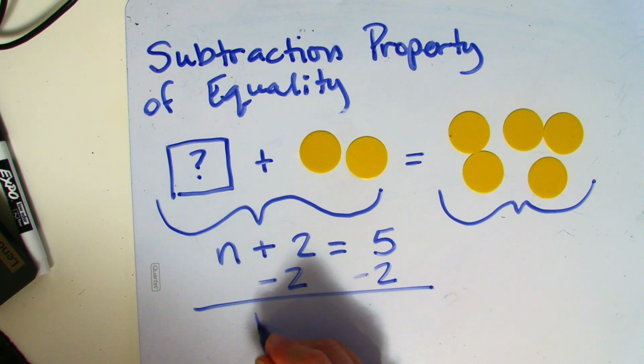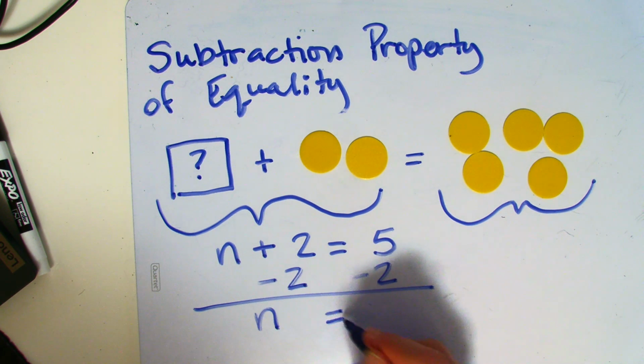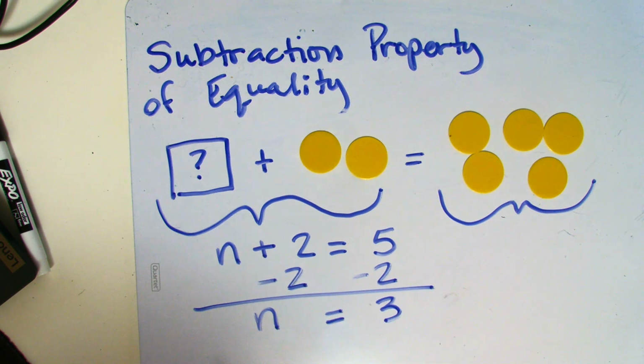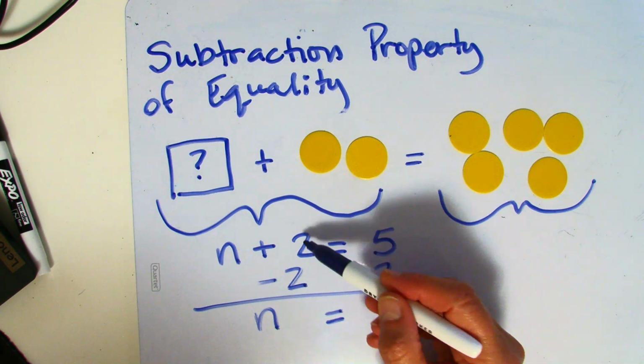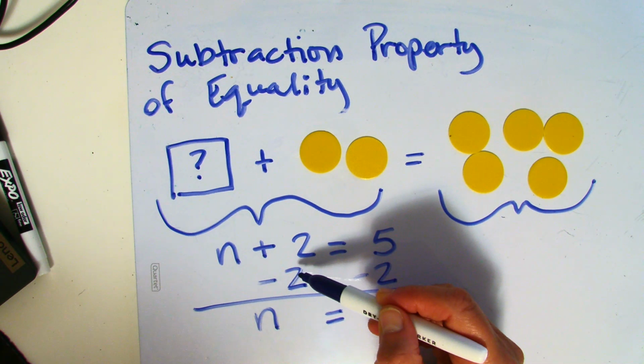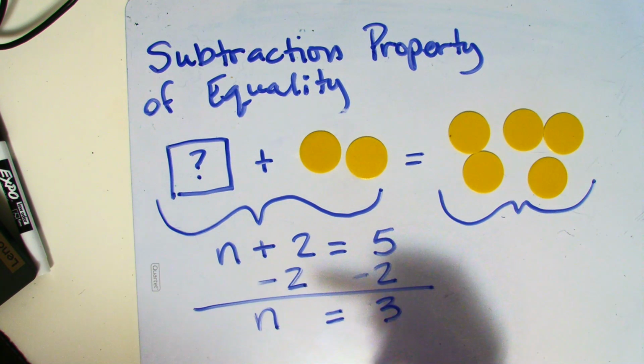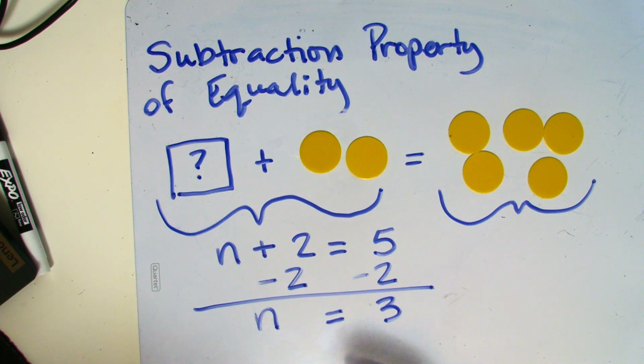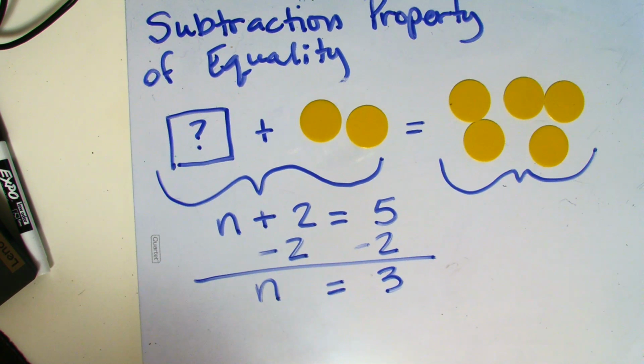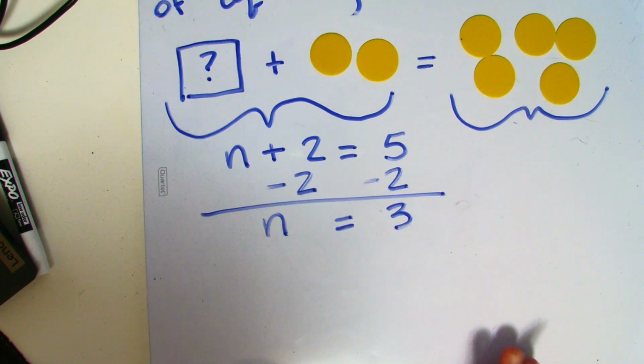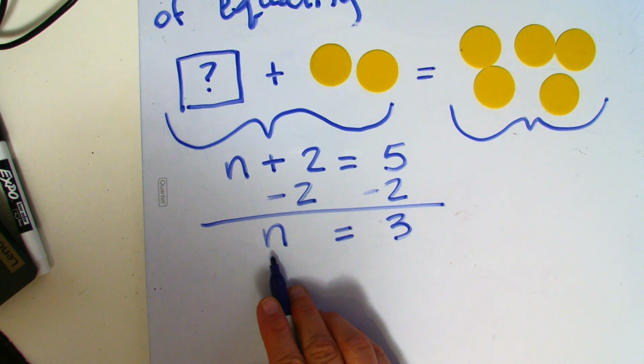Now I have n = 3. Notice that 2 - 2 will give me 0. n + 0 is the same thing as n. Now I've calculated what n represents.